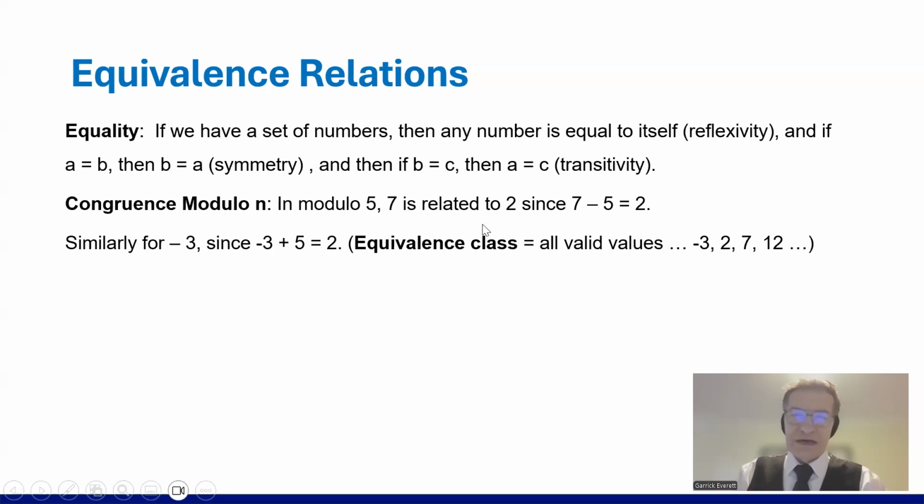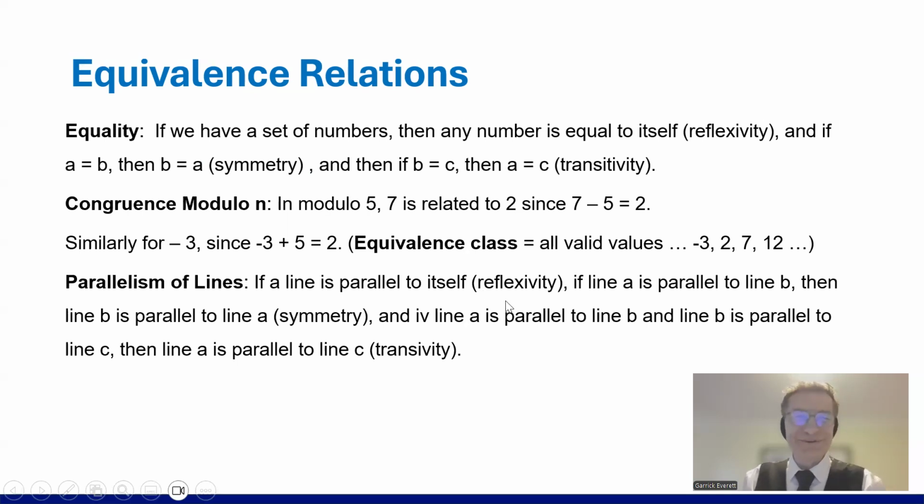An equivalence class, that might be a new thing. An equivalence class is where you've got all valid values. Now put dot, dot, dot, meaning it extends that way. Probably should have put the bracket around there. Dot, dot, dot, minus 3, 2, 7, 12, dot, dot, dot, going the other direction. So it's all valid values. You might have a part of an equivalence class, but an equivalence class is all valid values for a modulo.